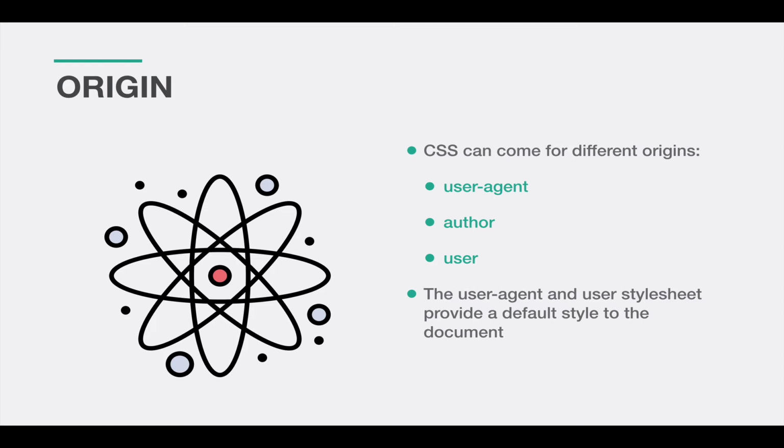Okay? So if important is set on the author, important on the user can override it. And important on the user agent can override that. Okay? So the browser manufacturers could really control the styles of pages by doing it. I don't think they do, but they could.